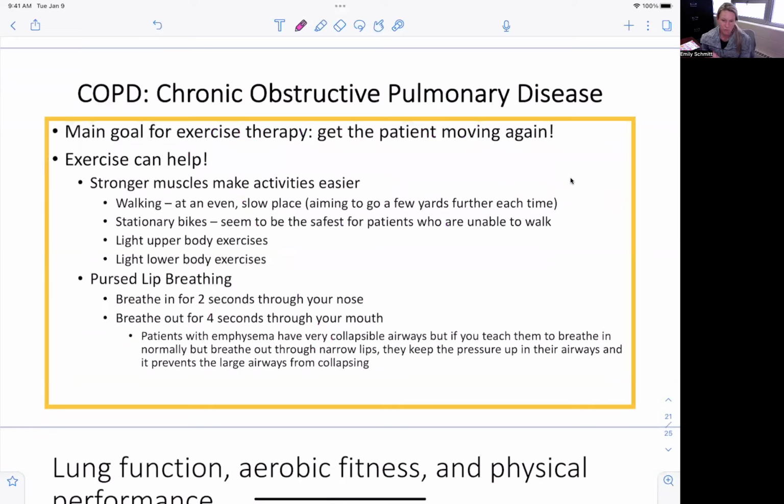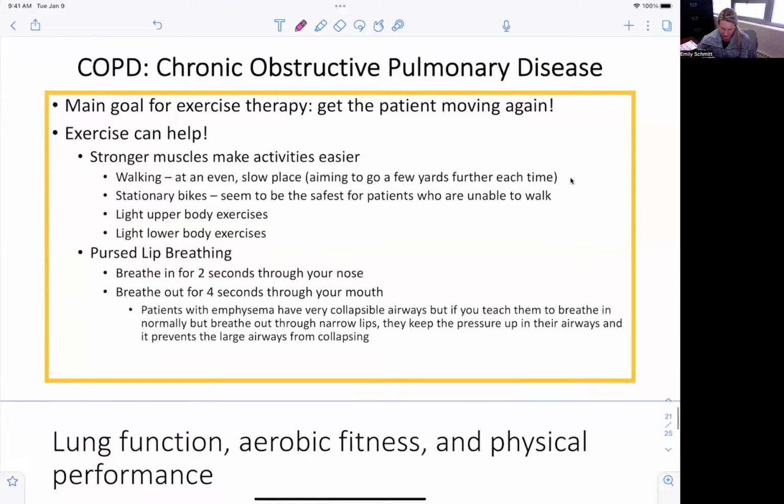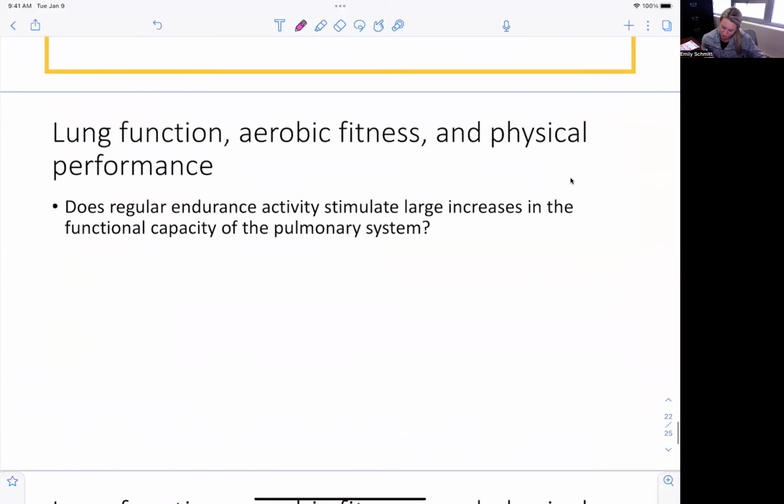So the main goal for exercise therapy is to get patients moving again. So we know that stronger muscles make activities easier. And so I gave a little bit of insight into this, and I like to tie in some of the things that we as exercise physiologists do with patients, if that's maybe a career that you hadn't thought about, or one that you've maybe heard us talk about here in kinesiology and health. So very rewarding to work with these patients.